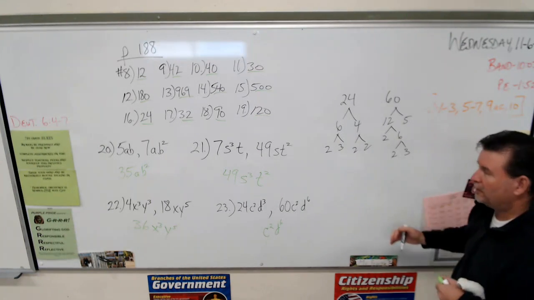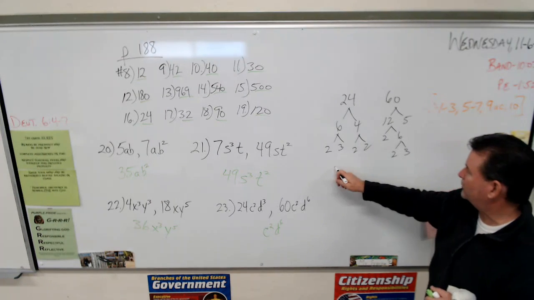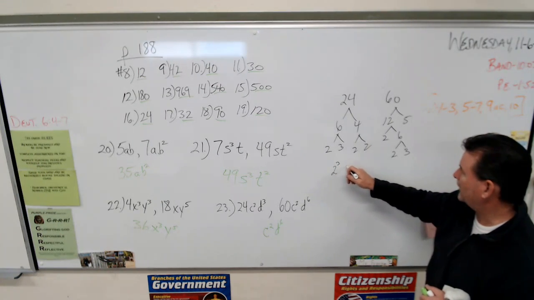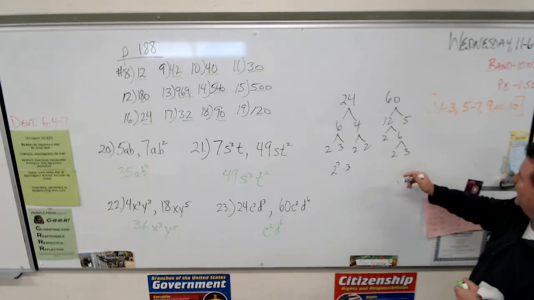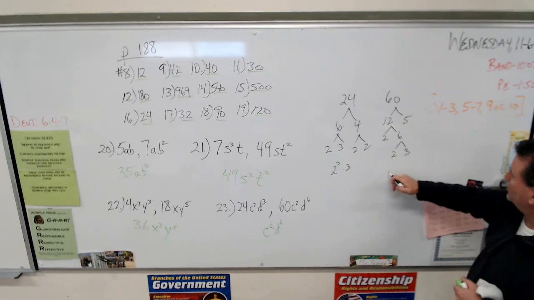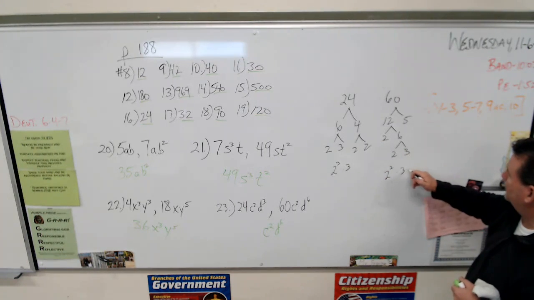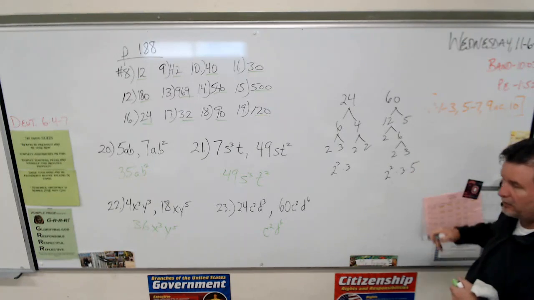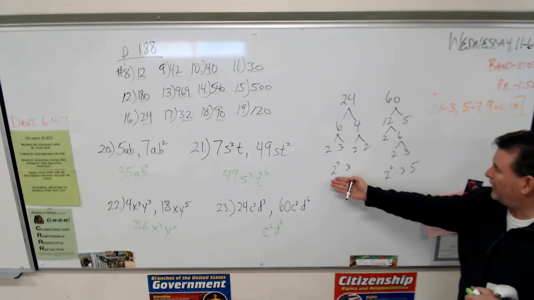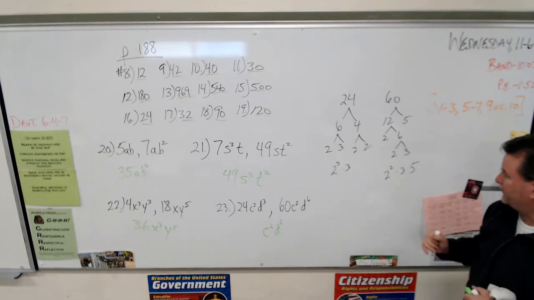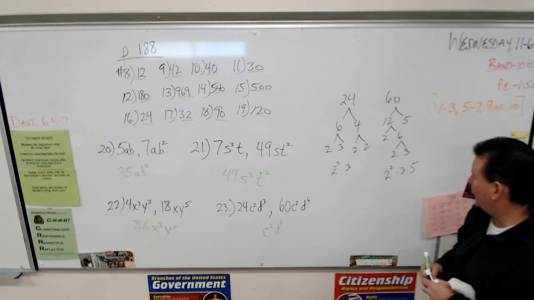Okay. For 24, I've got 2 cubed times 3. You with me? For 60, I got 2 squared times 3 times 5. You with me? I have a 2 as a factor and a 2 as a factor. Which one am I going to use? 2 to the power of 3. 2 to the higher power.